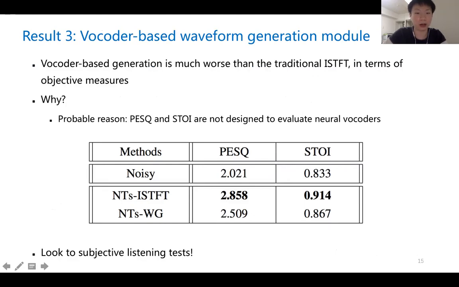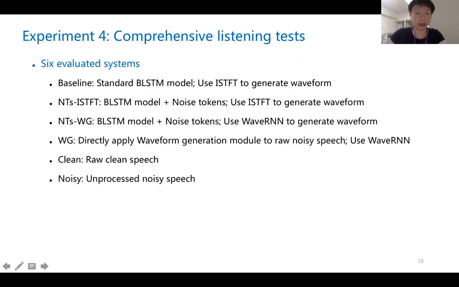We compared the vocoder-generated results with ISTFT-generated ones. However, the results show the vocoder-based generation is much worse than the traditional ISTFT in terms of PESQ and STOI. We hypothesize this is because PESQ and STOI are not typically designed to evaluate vocoder-generated speech. So this inspires us to conduct the following subjective listening tests. Then let's look at the listening test.